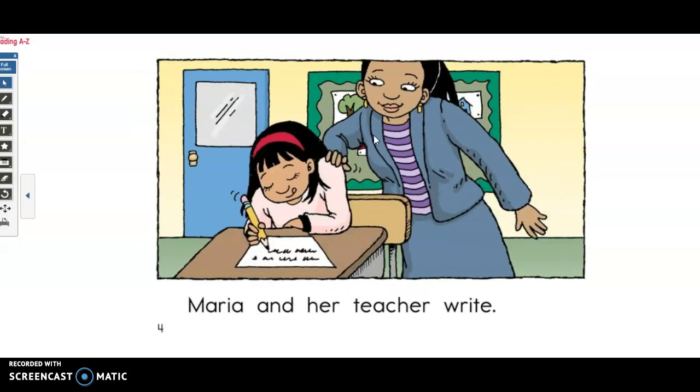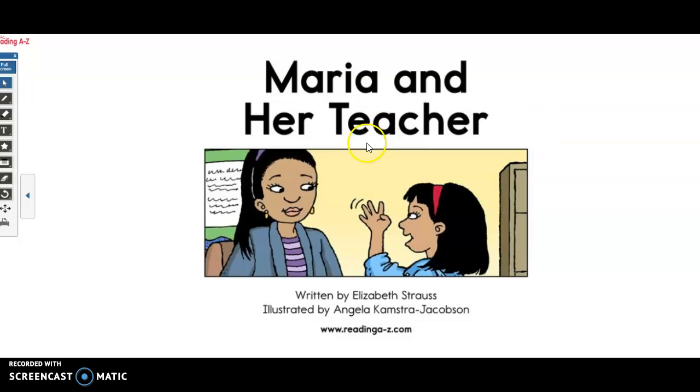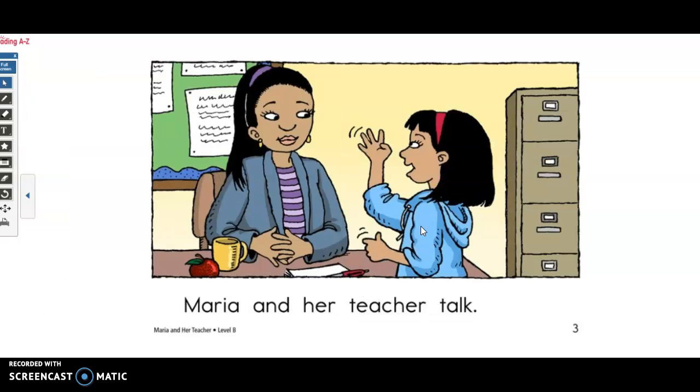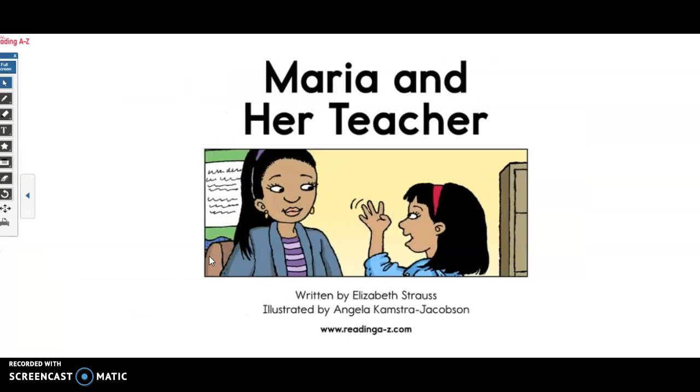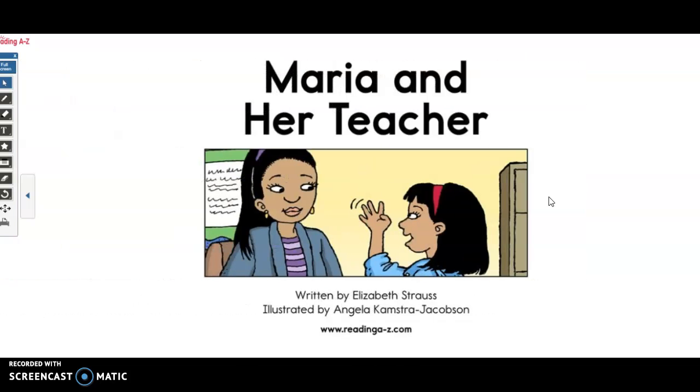All right, guys. I think you guys did such a great job reading Maria and her teacher with me, or at least looking at the pictures today. Tomorrow, we're going to work on reading the actual words in the book. But now that we have a good idea about the characters, we can learn more about the book a little bit more easily because we've already learned about Maria, learned about her teacher, and learned about all of the things that they do together. So I'm really excited to work a little bit more in this book.